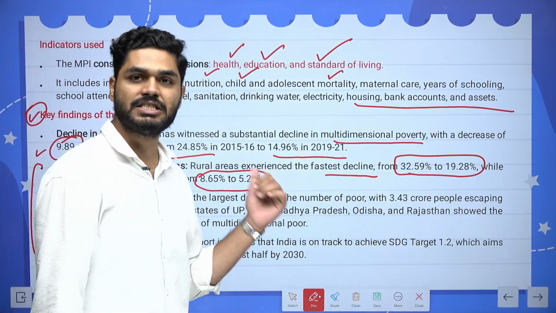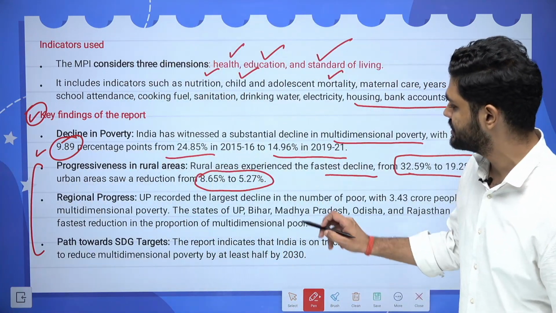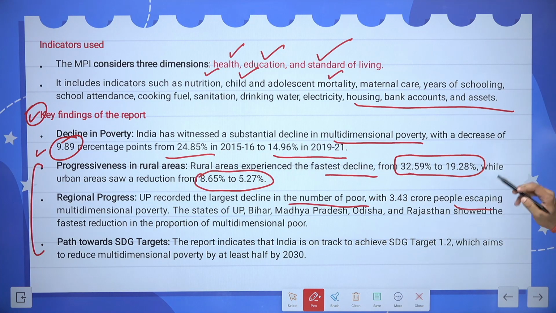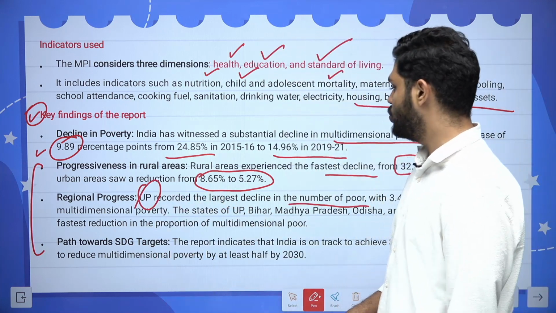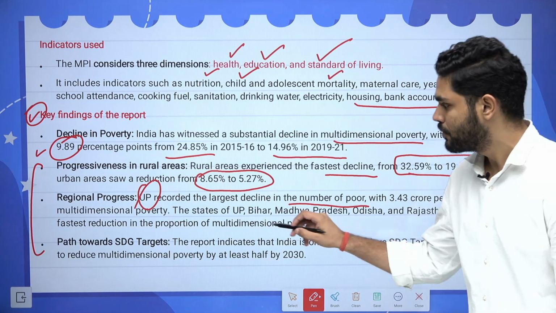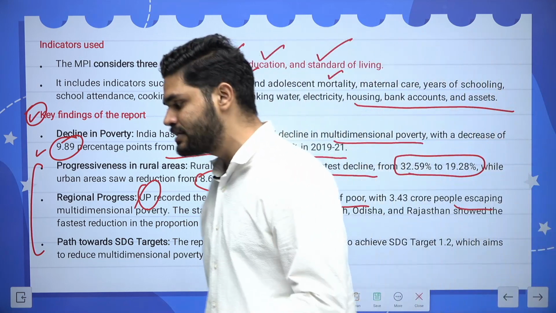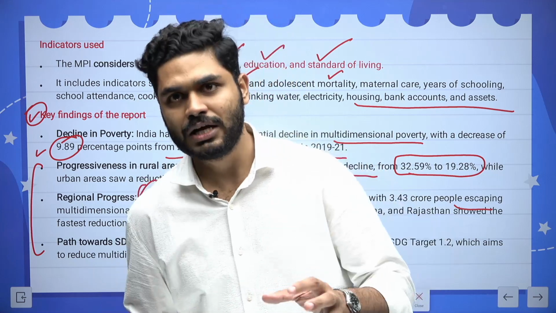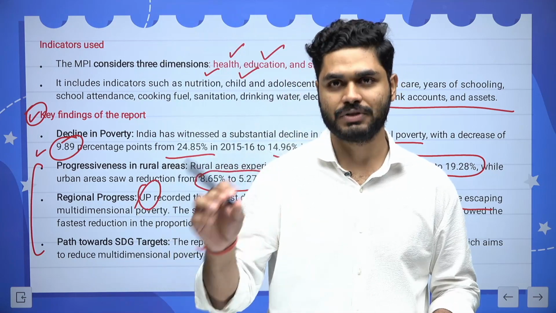Now, the third thing is regional progress. Now, how is this regional progress? UP has recorded the largest decline in the number of poor, with 3.43 crore people escaping multidimensional poverty. So, number one is UP. The states of UP, Bihar, Madhya Pradesh, Odisha, and Rajasthan showed the fastest reduction in the proportion of multidimensional poor. Okay, and these are the states. Unfortunately, they have been covered in that Bimaru Raj, the status that has been given as Bimaru states. All these states are part of that.